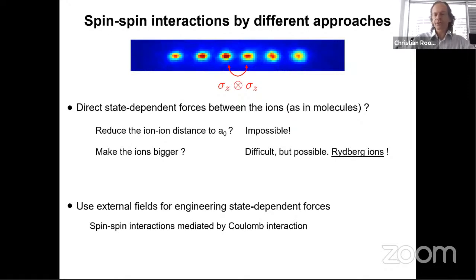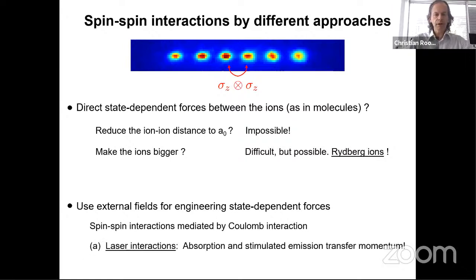Or you can use these external fields for engineering state-dependent forces. And the spin-spin interaction mediated by a Coulomb interaction is one thing that one can use. In this case, it can be the laser that induces absorption and stimulated emission, and in this way transfers momentum from the light field to the ions.